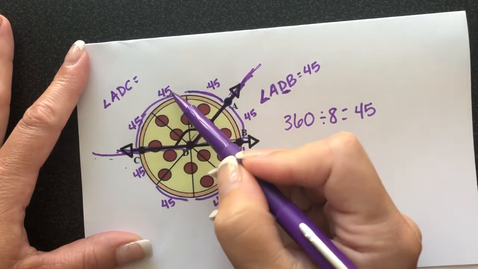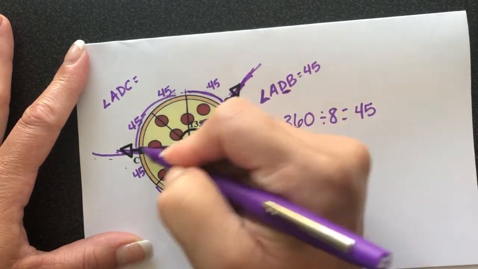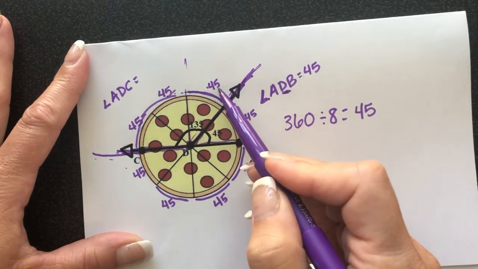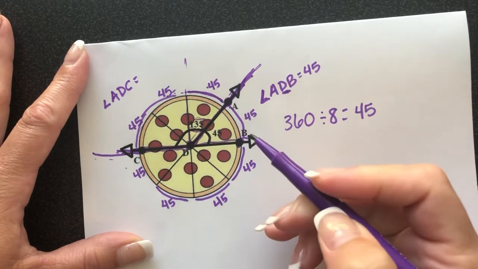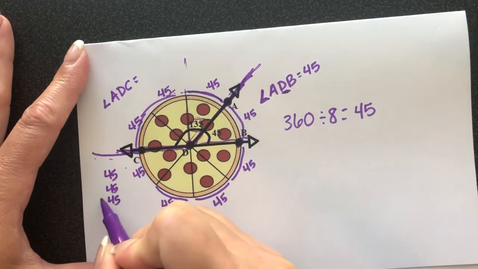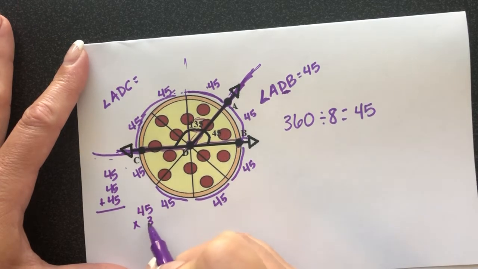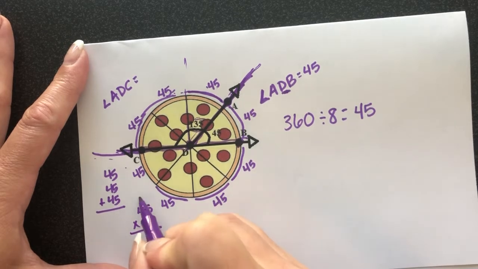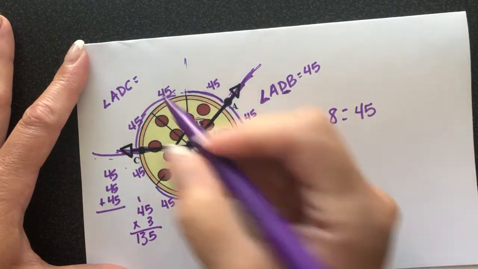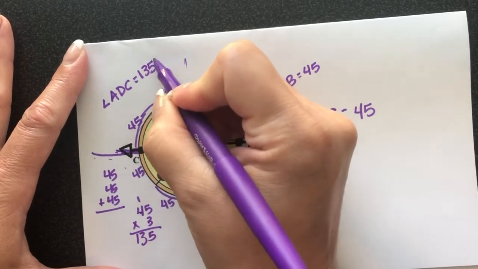Well, if you're good with those numbers and number flexibility, you know that 45 and 45 together makes that 90-degree angle, okay? Then when you add on an extra 45, that gives you 135. So you could add 45 plus 45 plus 45, or use those 4th grade math skills and multiply 45 times 3. 5 times 3 is 15. Carry the 1. 3 times 4 is 12. Plus 1 is 13. That will give you that 135. So angle ADC has a measure of 135 degrees.